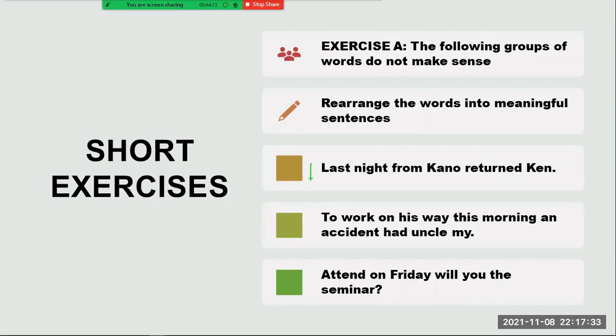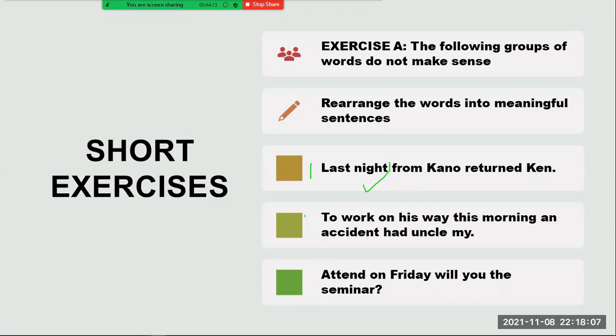Number one, last night from Kano returned Kane. The correct arrangement is Kane returned from Kano last night. All right, Kane returned from Kano last night. So I want you to look at your own arrangement on your paper, and if you got it right, you can tick it good to show that you got it correctly. If not, then you make the correction.